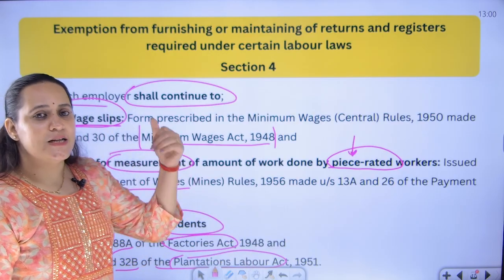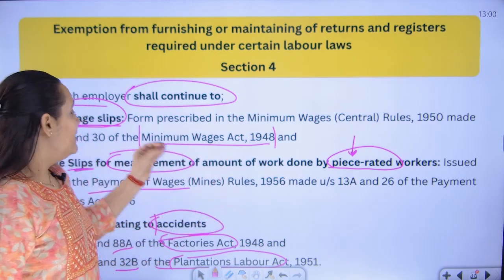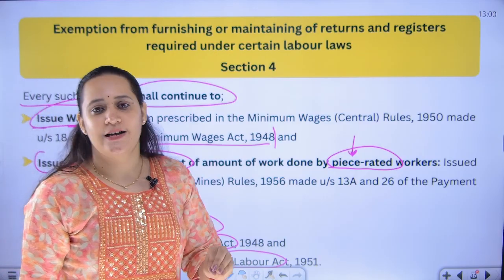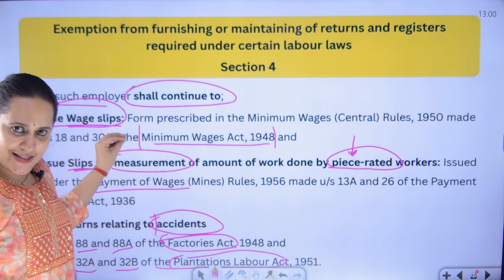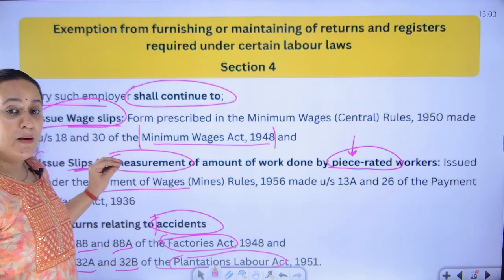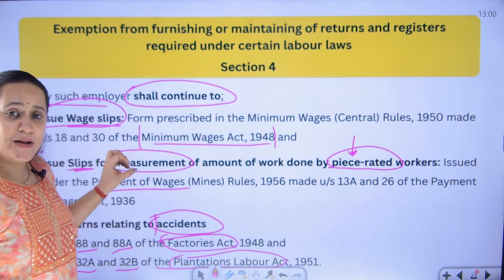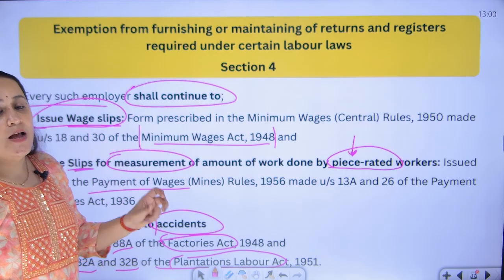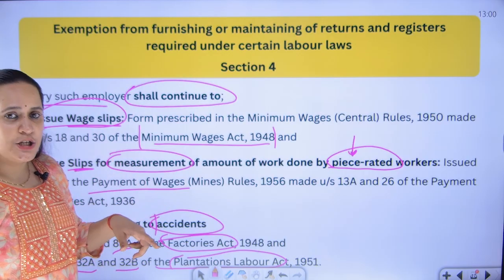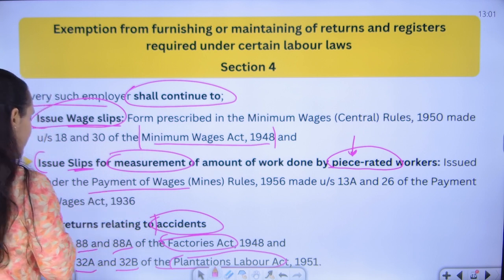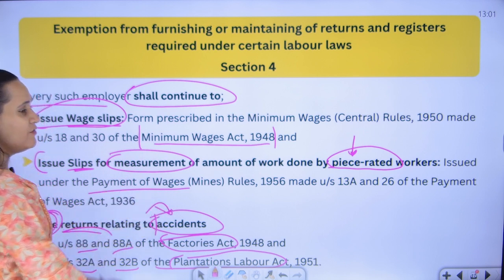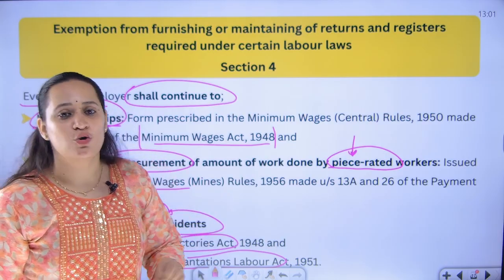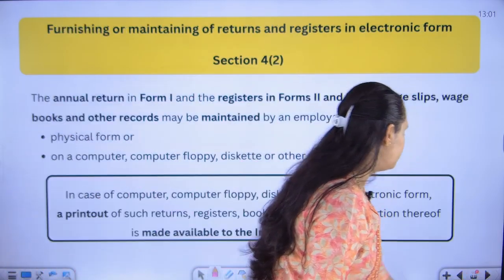So in addition to maintaining Form 1, Form 2 and Form 3, these three set of documents are required to be maintained. They will not get an exemption, that is with respect to issuing the wage slip, with respect to issuing the measurement slip of how much work has been done if it is on a piece rate basis, and lastly, if any accident has taken place under the provisions of Factories Act and Plantation Act, the incidents, okay, returns about what accidents have taken place, that will continue to become applicable. From these three things, you are not going to get any exemption.